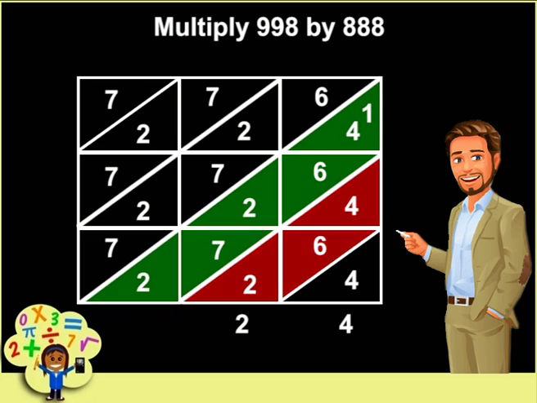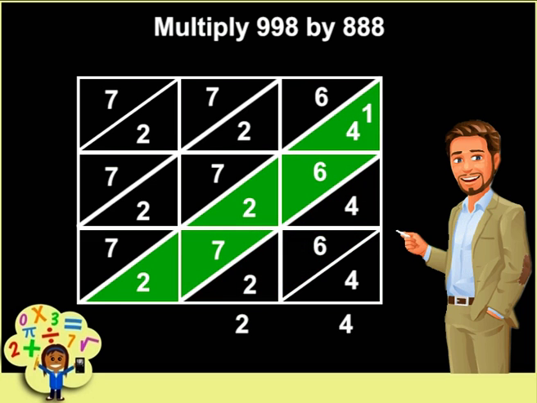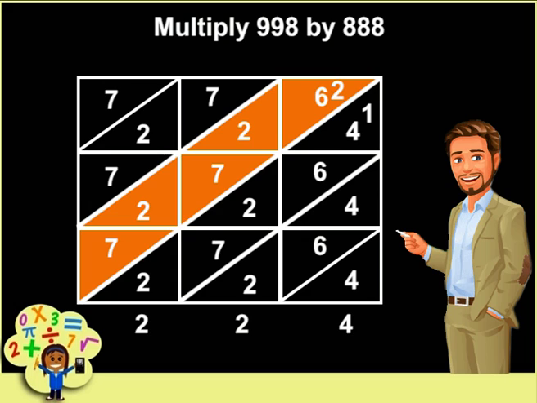Then add the numbers of the third diagonal, that is 2 plus 7 plus 2 plus 6 plus 4 and the carryover. The answer for this diagonal is 22. We will write 2 for the answer to the third diagonal and carry over 2 to the fourth diagonal. Add the numbers in the fourth diagonal, which are 7 plus 2 plus 7 plus 2 plus 6 and the carried over 2. This will give us 26. Write 6 for the answer and carry over 2 to the fifth diagonal.